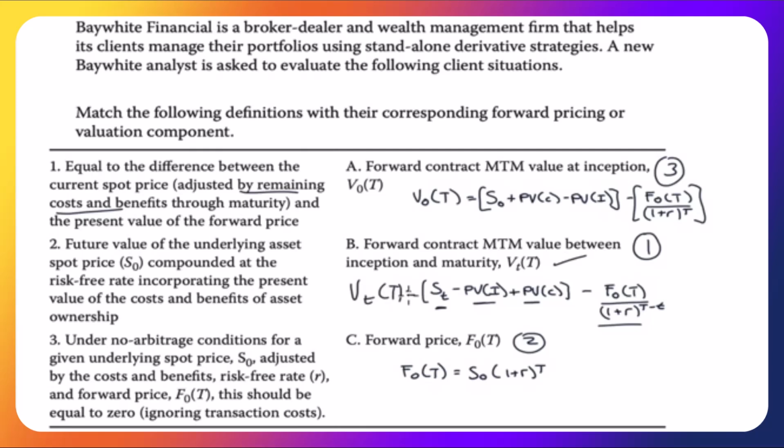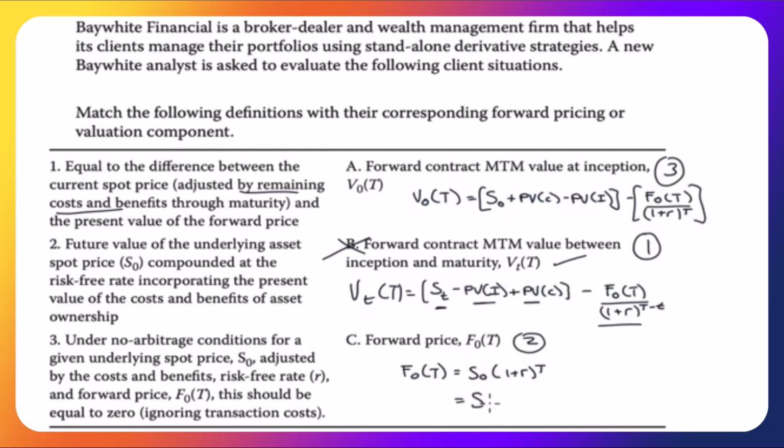2, the future value of the underlying asset spot price compounded at the risk-free rate, incorporating the present value of the costs and benefit of asset ownership. And since we've already knocked off B, we can cross this off. C, the forward price. That's exactly what it is. This is just the underlying carried at an interest rate.